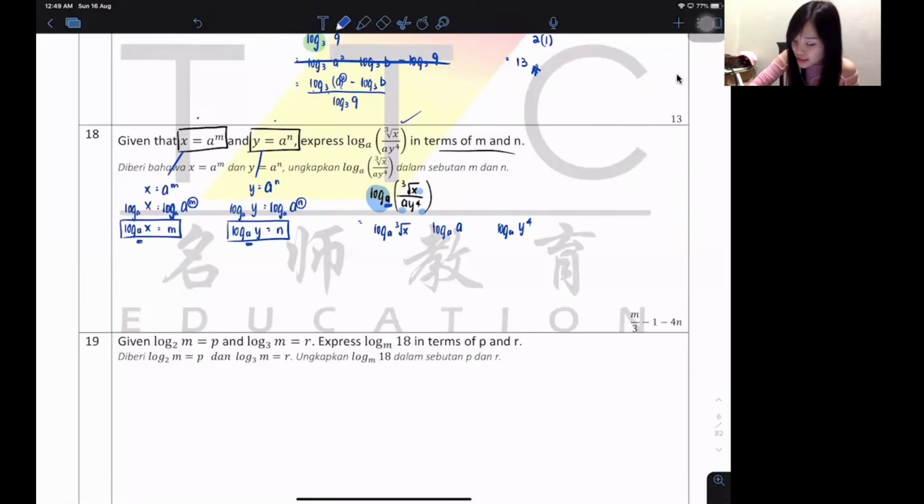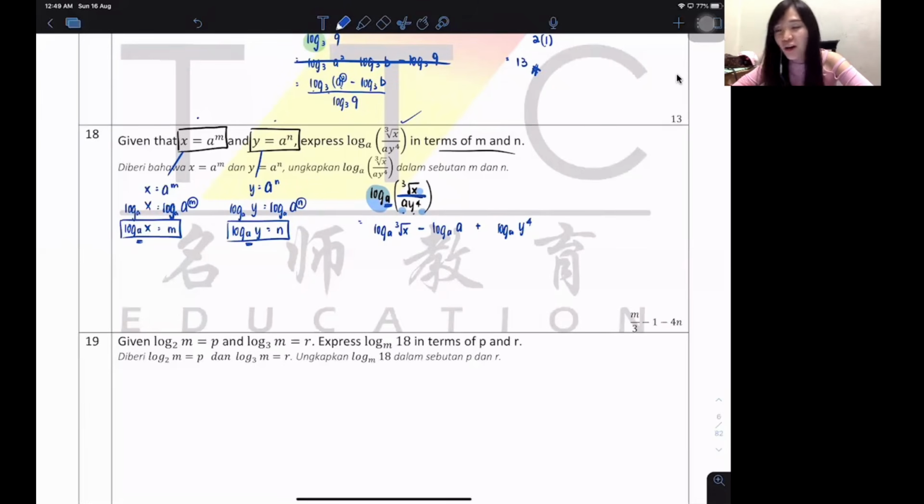Correct? So guys, when you split, divide is minus, correct? A and y is times. Times when you split it, plus. Isn't it all the formula? Can look at this row. Correct or wrong?